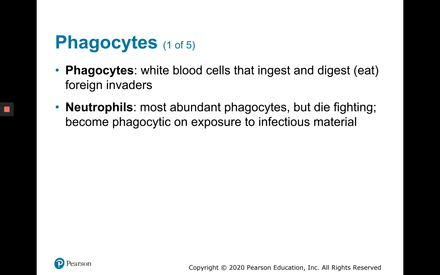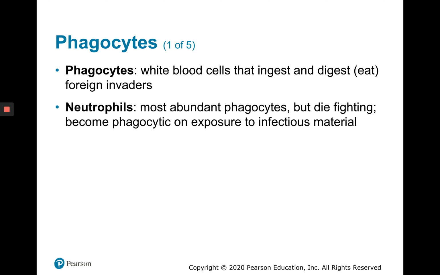Let's talk about phagocytes in more detail. We're going to talk about not only phagocytes and examples, but what is phagocytosis? Phagocytes are able to perform phagocytosis, which is the ingestion and digestion of foreign invaders. Phagocytes are generally white blood cells. Neutrophils are one type. Macrophages, which are derived from monocytes, are another type. Neutrophils are interesting because not only are they the most abundant phagocyte, but they usually are the first phagocyte to arrive at the site of infection.